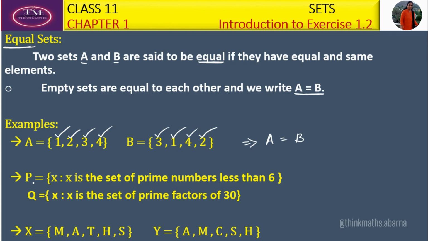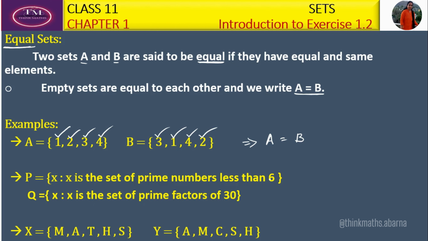Next one, capital P is equal to the set of all x such that x is a prime number less than 6. And what is Q? Q is equal to the set of all x such that x is a prime factor of 30.